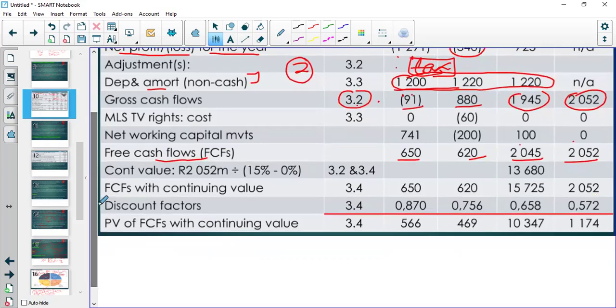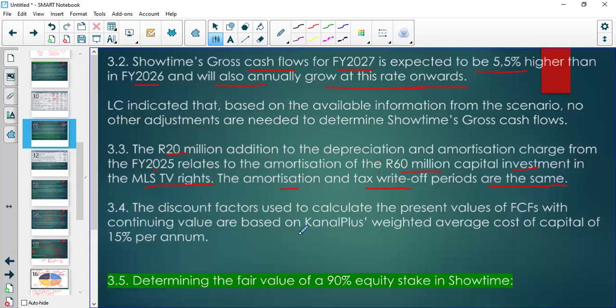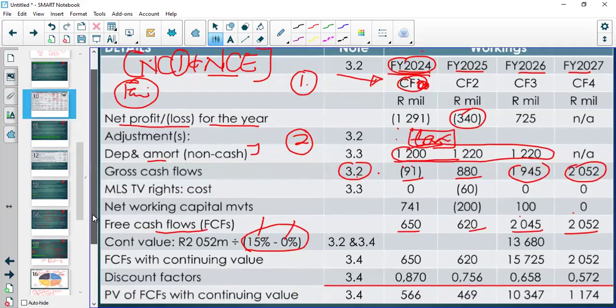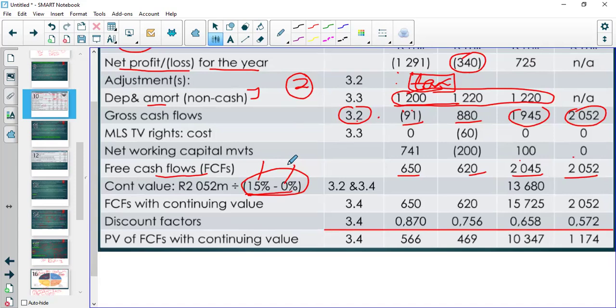I'm trying to figure out where else there might have been errors. Then continuing value. Remember, there's a growth rate, so the growth rate should be included in the discount rate. If we have this as the WACC, so what is this 15% here? 3.2 and 3.4. So the WACC is 15%, all right. But then the growth rate of 5.5% is not adjusted here. So this will be another error where the discount rate used is not adjusted for the growth rate in the cash flows.